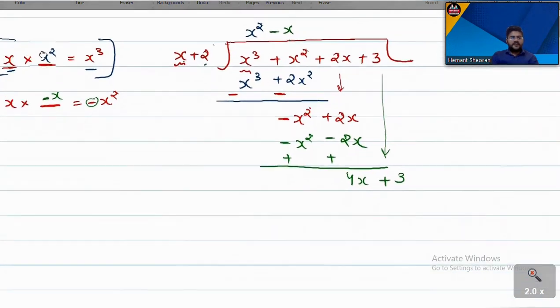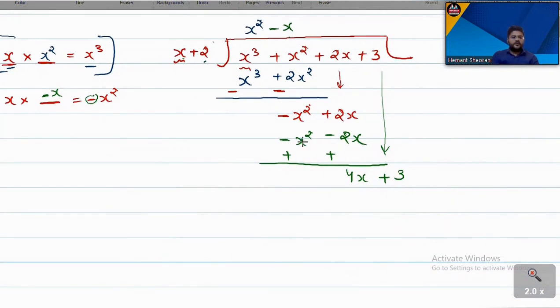You need to multiply this x again by something so that we get 4x. So what will that number be? Positive 4? Perfect. So positive 4 will be that number. So 4 times x gives me 4x. 4 times 2 will give me a positive 8. Yes or no? Now I will change my sign.